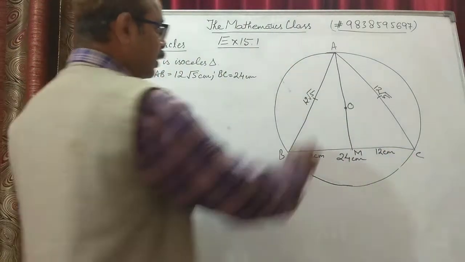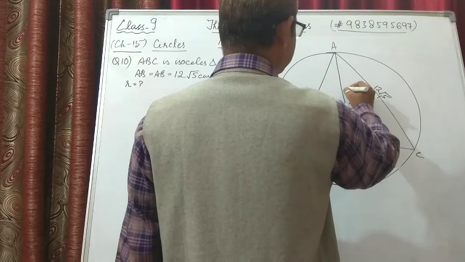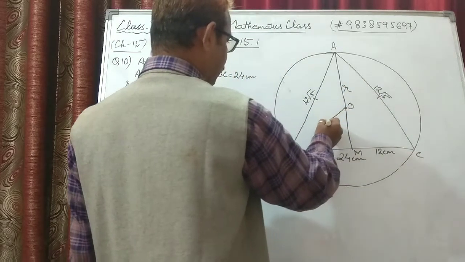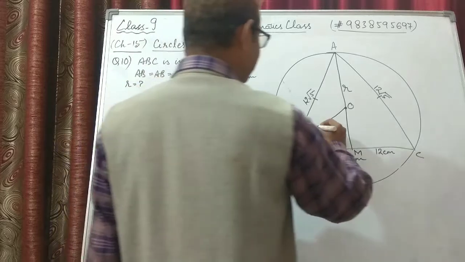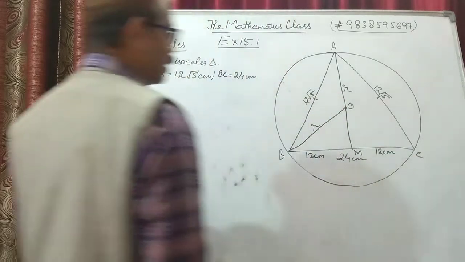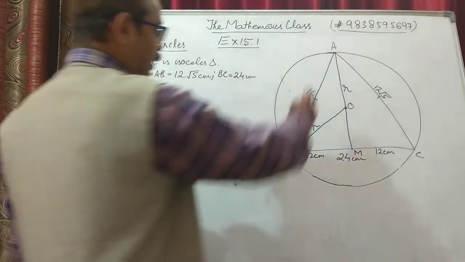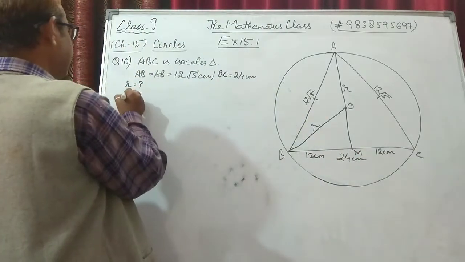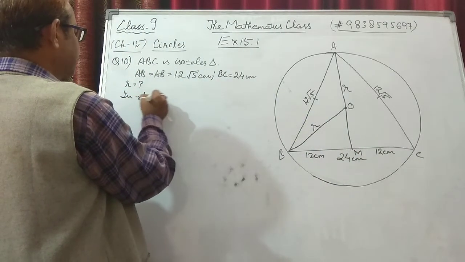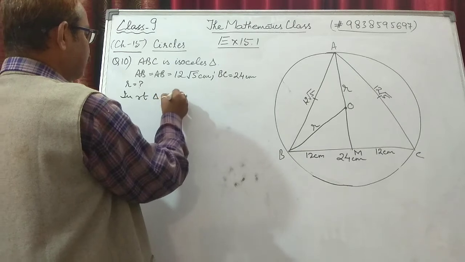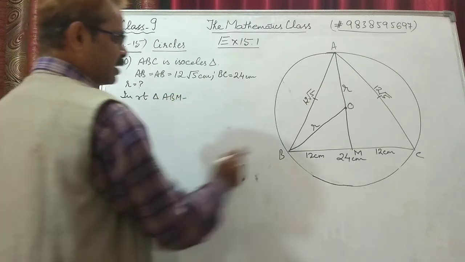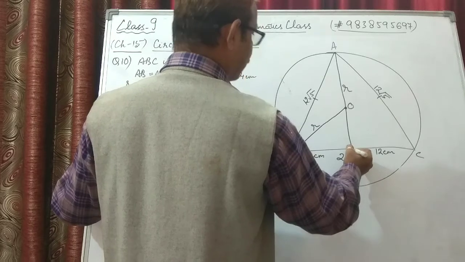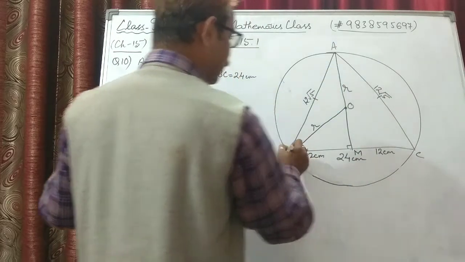So AO will be your radius, and we will join OB also. OB will also be the radius. Now first of all, triangle ABM is a right angle triangle. In right triangle ABM, what we can say? Since this angle is 90 degrees, AB will be the hypotenuse.